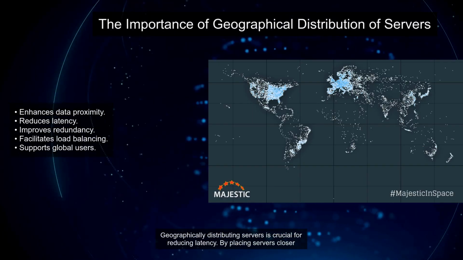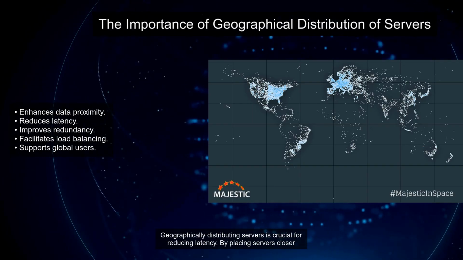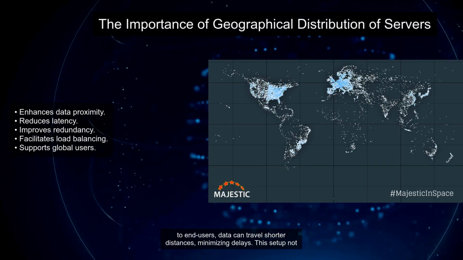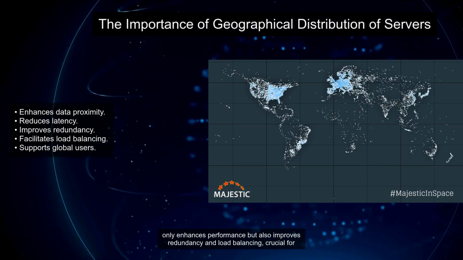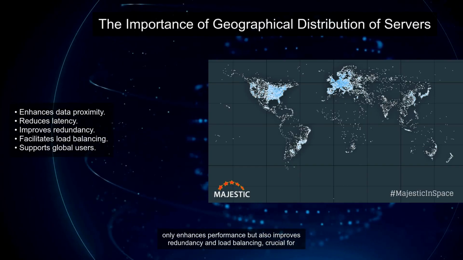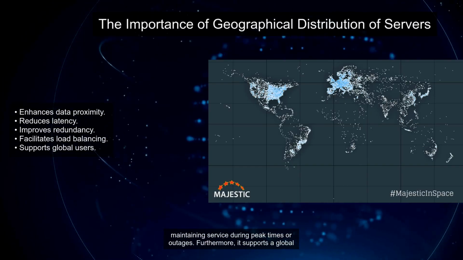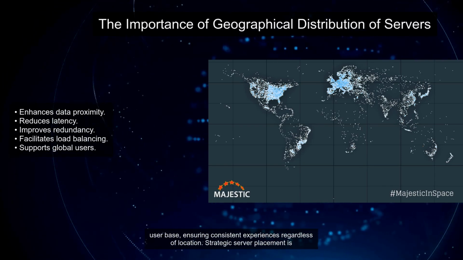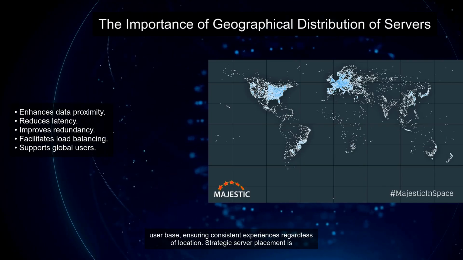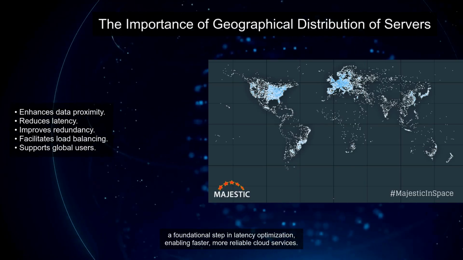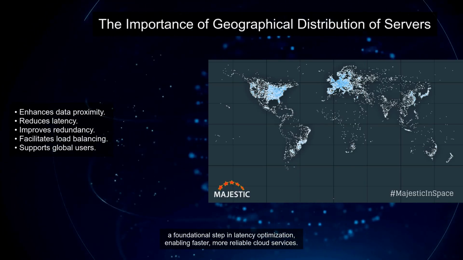Geographically distributing servers is crucial for reducing latency. By placing servers closer to end users, data can travel shorter distances, minimizing delays. This setup not only enhances performance but also improves redundancy and load balancing, crucial for maintaining service during peak times or outages. Furthermore, it supports a global user base, ensuring consistent experiences regardless of location. Strategic server placement is a foundational step in latency optimization, enabling faster, more reliable cloud services.